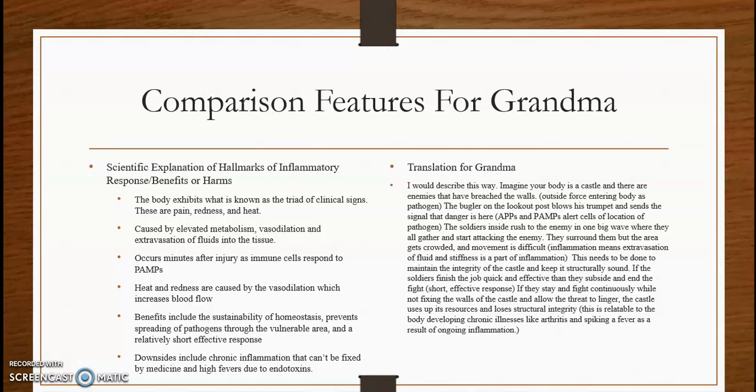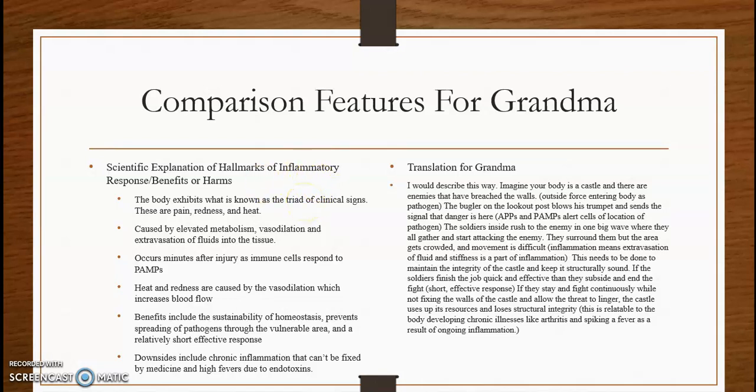Benefits include the sustainability of homeostasis, prevention of the spreading of pathogens through the vulnerable area, and a relatively short effective response. The downsides include chronic inflammation that can't be fixed by medicine and high fevers due to endotoxins present.